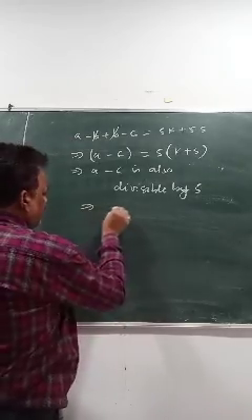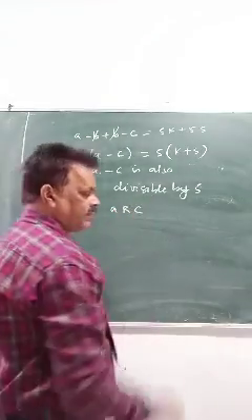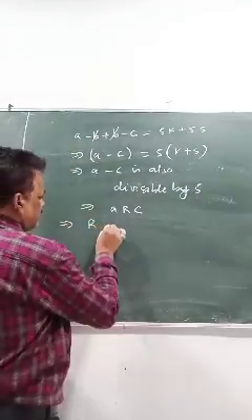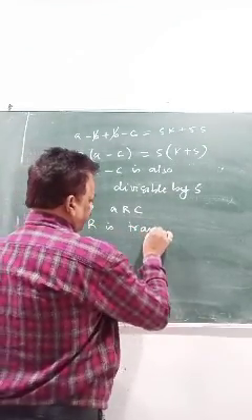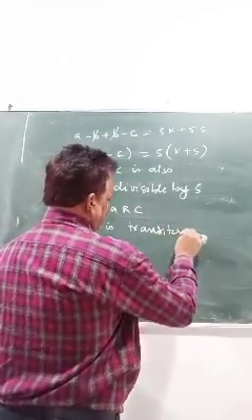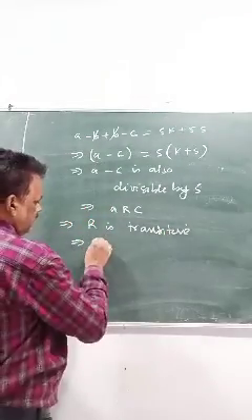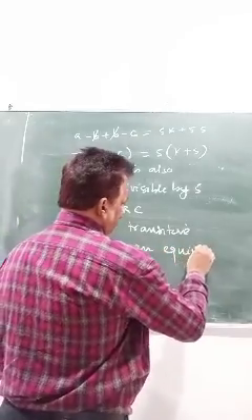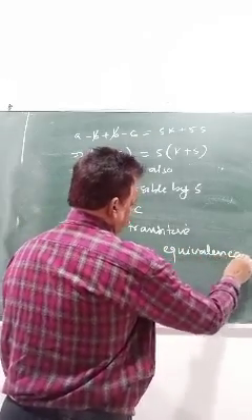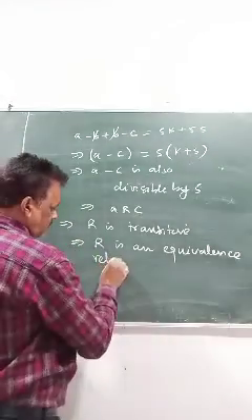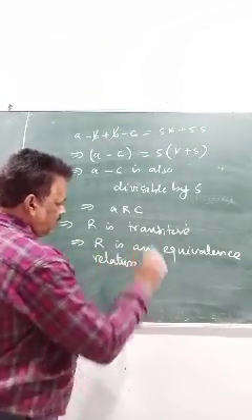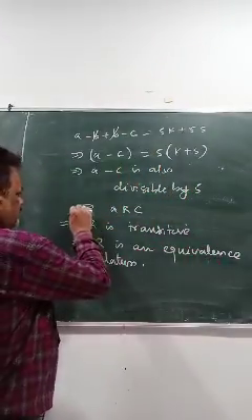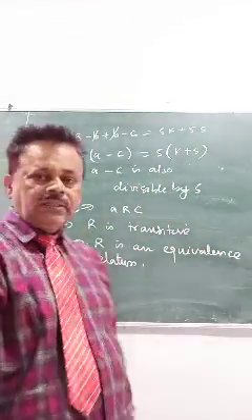That means A relates C, implies R is transitive, implies R is an equivalence relation. R is an equivalence relation. So we will study like this. More questions in the next class.